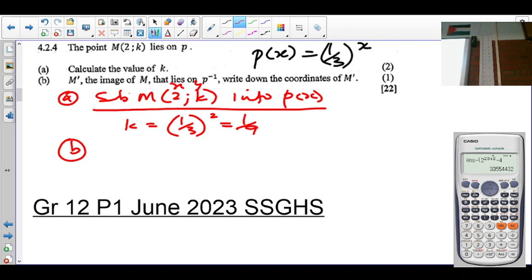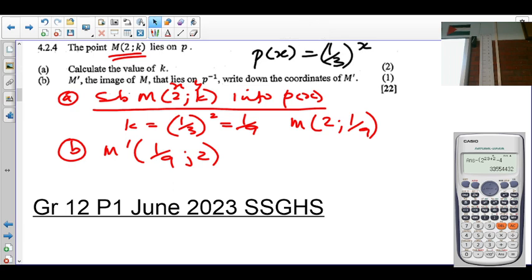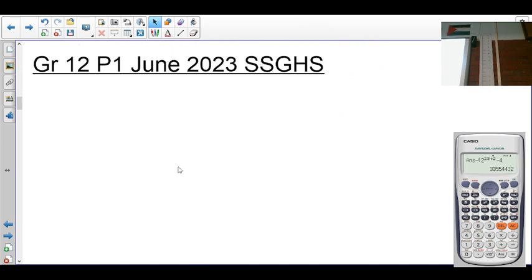Then M dash. Remember that's M dash of M, which is a point on p. M dash is the image of M, which is basically a reflected point that lies on p to the minus 1, which is the inverse function. Write down the coordinates of M dash. So if it's a reflection or an image on p to the negative 1, the inverse function, what do we do? We just interchange x and y. So M is simply 2 and a ninth. Therefore, M dash will be simply a ninth and 2. As we know, if it's reflected in the line y is equal to x, we just interchange x and y.